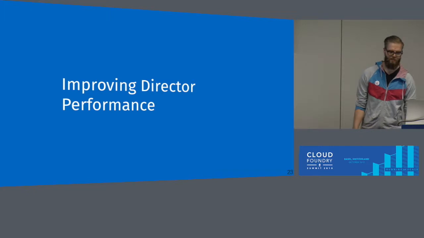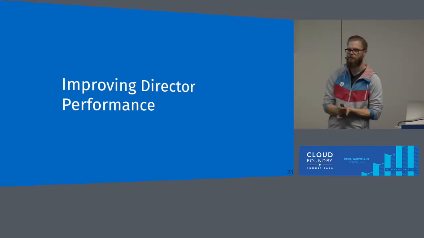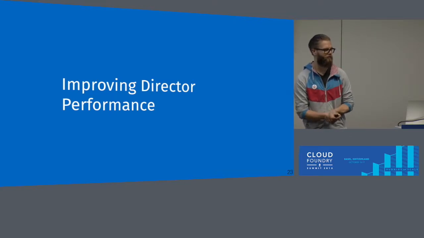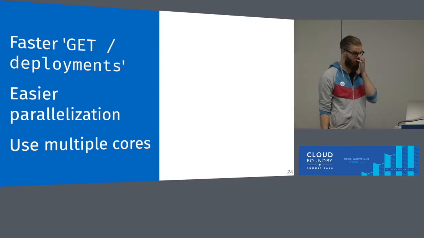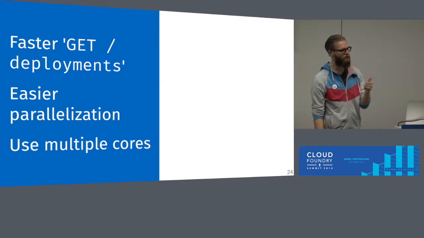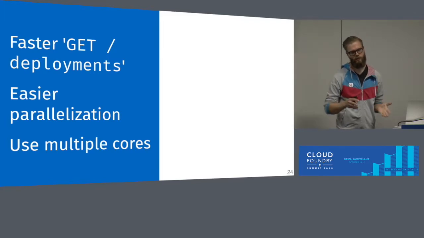Okay, so now, taking those two outages, let's look at the stuff that we did in response to those outages and try to come up with some improvements for it. Here's the stuff that we did, right? We wanted to improve retrieving the list of deployments, because that seems to be the first major pain point that we seem to hit.